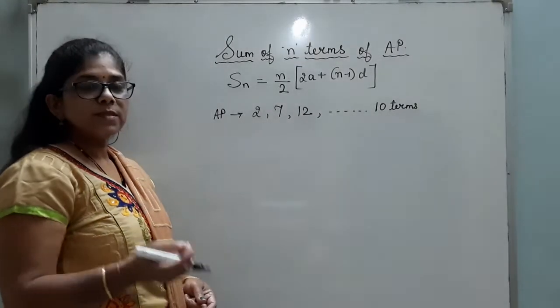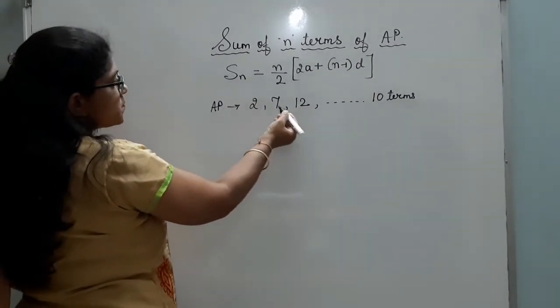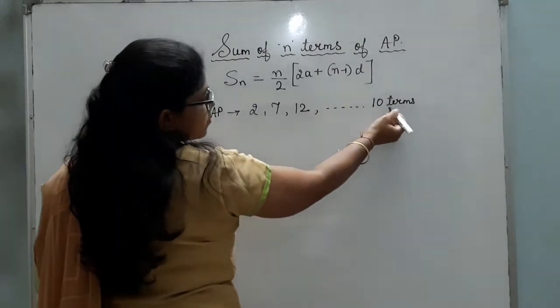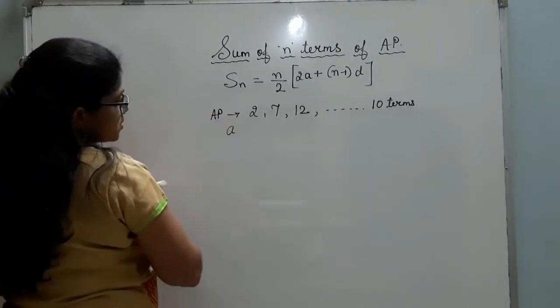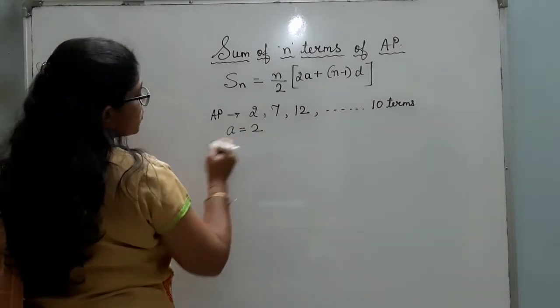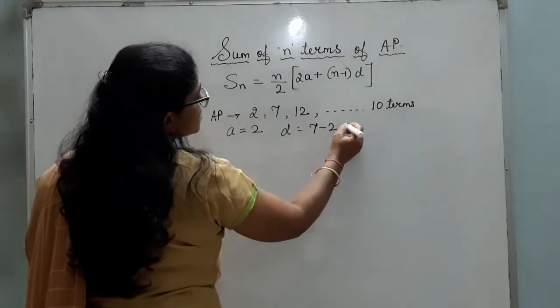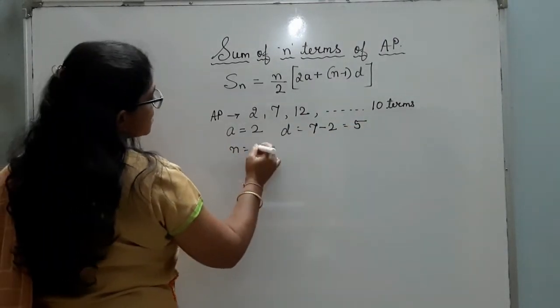Now we will solve one simple example. Here the given AP is 2, 7, 12 and we have to find the sum up to 10 terms of this AP. So here our first term A is 2, the common difference D is 7 minus 2, that is 5, and the number of terms is 10.